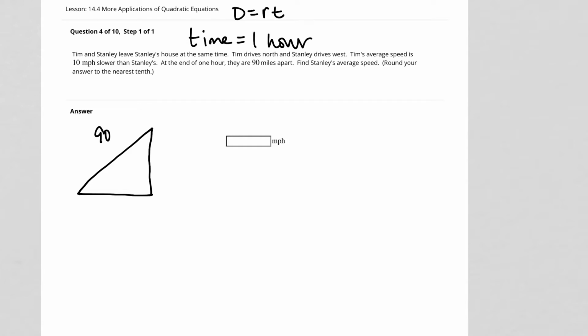Tim is going to drive north. Stanley's going to drive west. The distance between them after 1 hour is going to be 90. Remember, distance equals rate times time. In this case, time is 1 hour. So essentially, for this problem, distance equals rate.